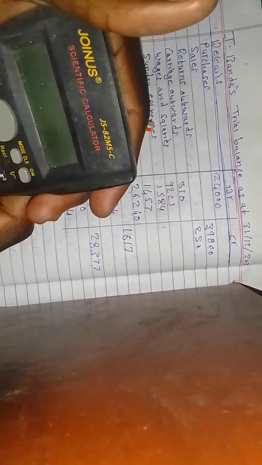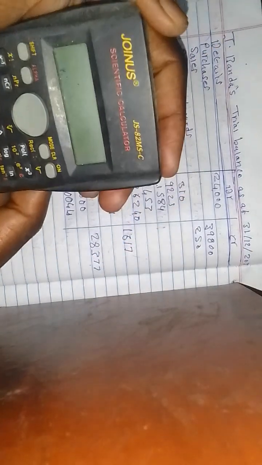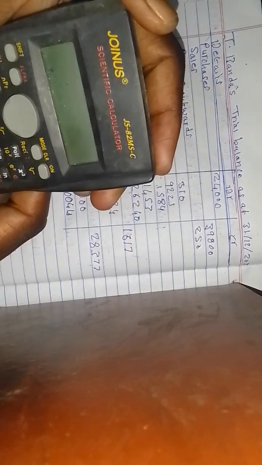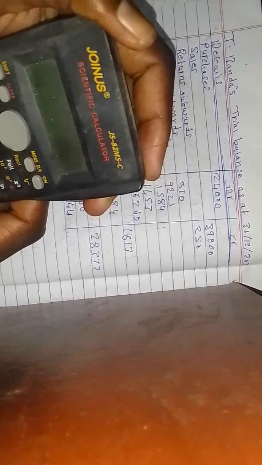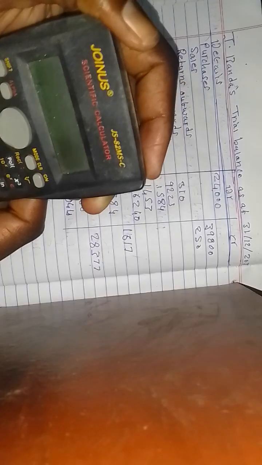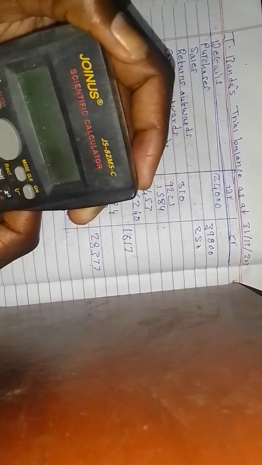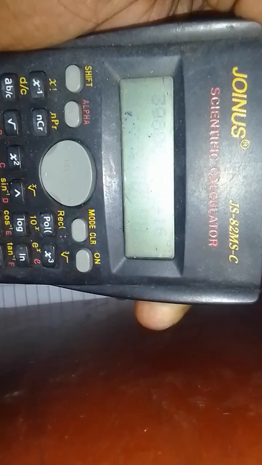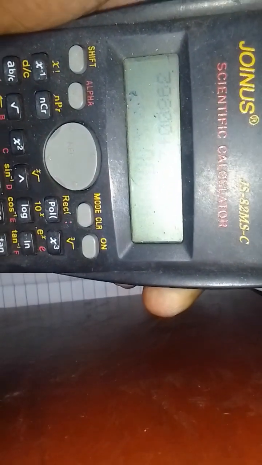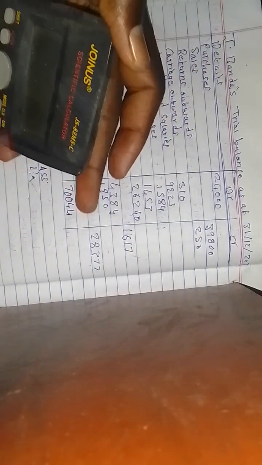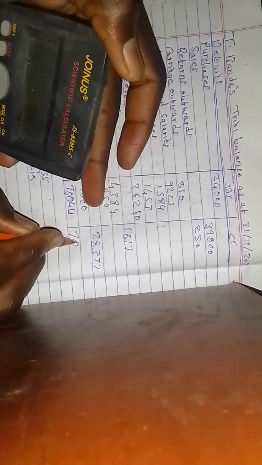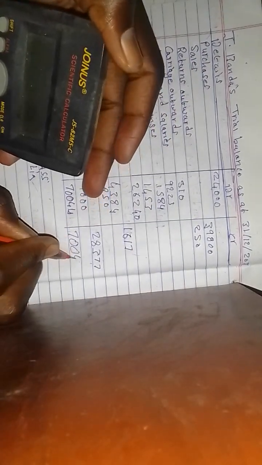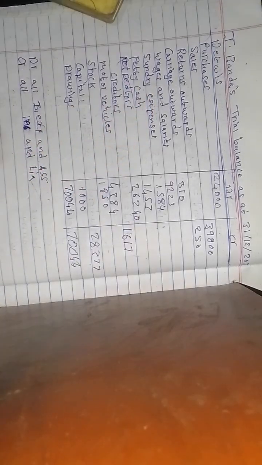We have 39800 plus 250 plus 1617 plus 28377. Again, we have the same, 70044. I know it's not that visible, guys. You can also try to add it up.